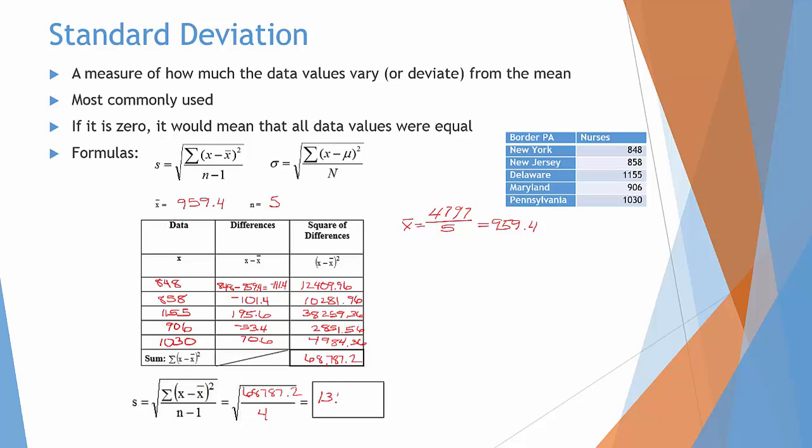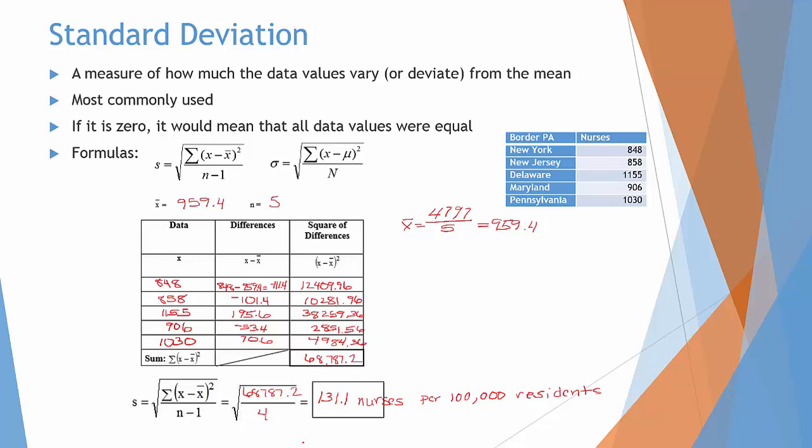We're using the same rounding we did with the mean, so I'll take one more digit, and so 131.1. And this would be nurses per 100,000 residents. So it's that exact same label that we had with all of our measures of center and that we have again with this measure of variation.